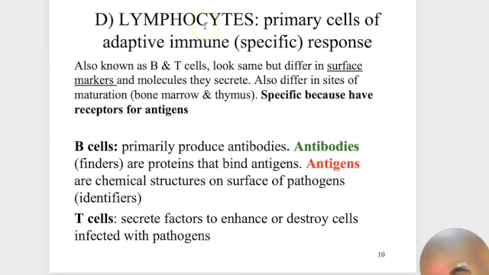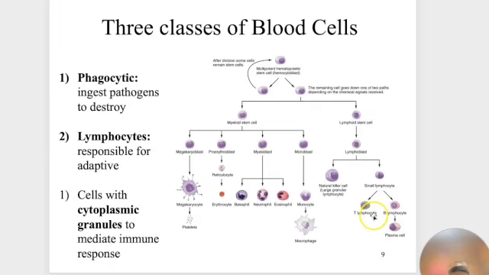Okay, lymphocyte. Primary cells of the adaptive immune system, also known as B and T cells. They look the same, but are different in the surface marker, okay? They also differ in site of maturation. One is in the bone marrow, one is in the thymus. So if you look at the name, B would mature in the bone marrow, and T would mature in the thymus. Okay, so this chart is very important. You have to remember this chart. But let's look back here.